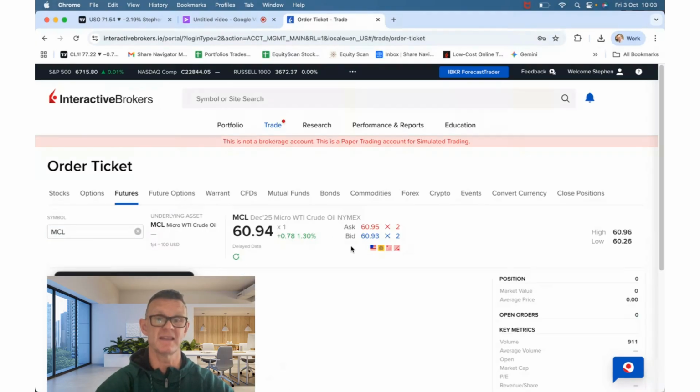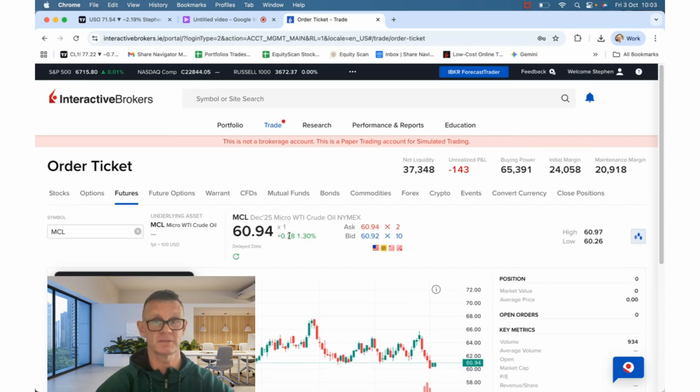it's basically a tenth of the value of that. So you can see the multiplier in this situation is only 100. So you can see 1 point is $100. So your contract exposure for MCL on the futures is 6,100. So in this situation, if it fell 10%, you would only lose 6,100. You don't gain as much going up.